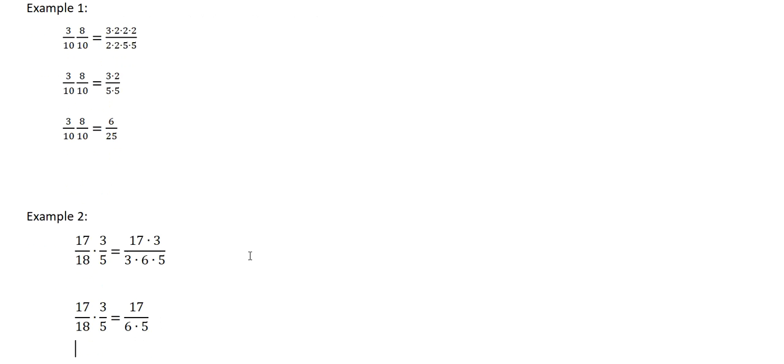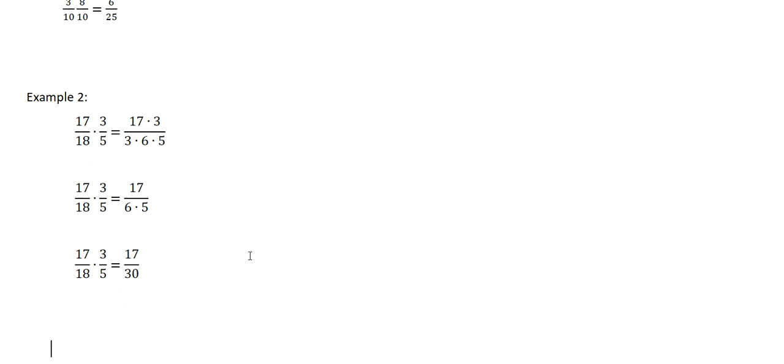Okay, example 2. We have the fraction 17/18 times 3/5. Okay, so we've got a lot of prime numbers here. 17 and 3 are prime, 5 is prime. 18 is 3 times 6, and 6 is, of course, 2 times 3, but we're going to leave it as 6 right now. So what we've done is we've pulled a common factor of 3 out of the 18, and we have a factor of 3 in the numerator as well.